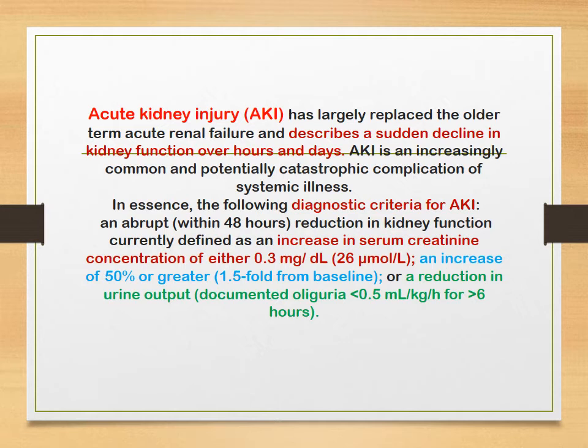So the diagnostic criteria of acute kidney injury are either an increase of serum creatinine within 2 days by 0.3 milligram per deciliter, or 50% of the basal creatinine level, and also a reduction in urine output, reflected by oliguria, where there is less than 0.5 ml per kg per hour for 6 hours, also indicative of acute kidney injury.